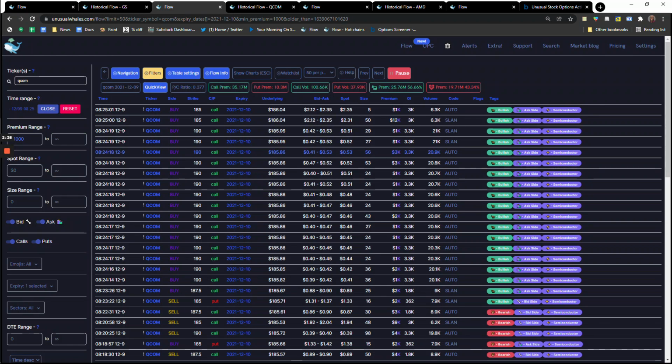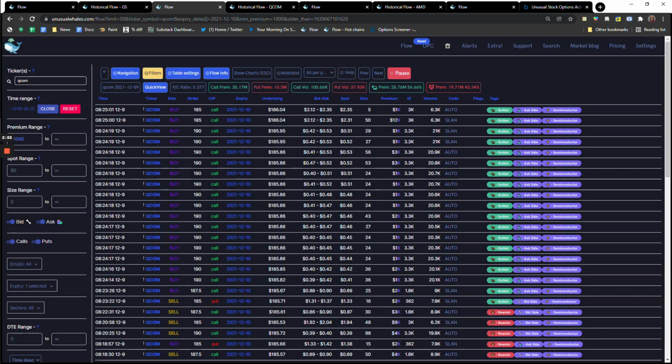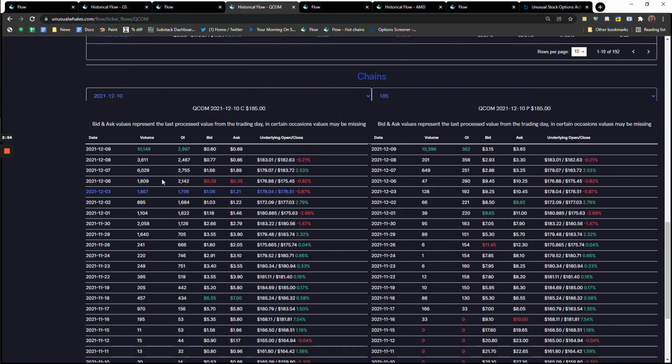Next play I want to talk about is Qualcomm. Again, digging into the tool here. So we saw these 190s coming in the morning. We're going to click that. Volume to open interest is about 9, give or take. Extremely high. So again, we want to make sure that what we're looking at is the real deal, right? Historical flow. These all came in today. 7,000 additional volume. Open interest climbed by 500.